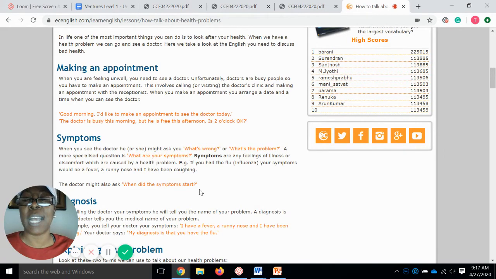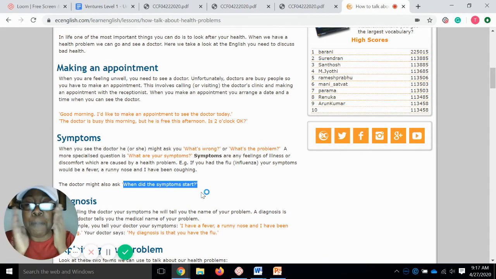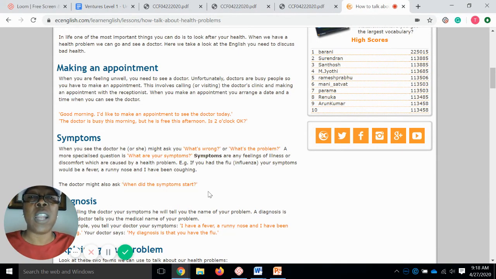And then they might ask you, well, when did the symptoms start? When did the problems that you have start? Maybe your fever started the night before, last night. Maybe your cough started 3 days ago. So you can say, they started 3 days ago. They started last night. Okay?